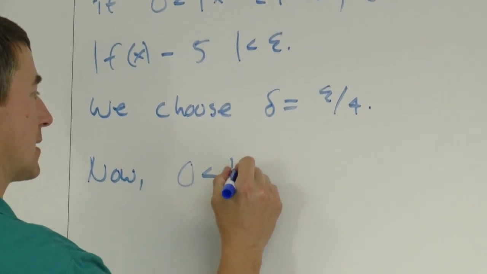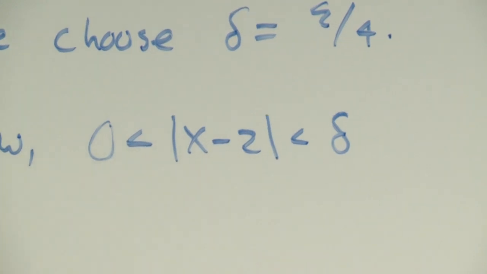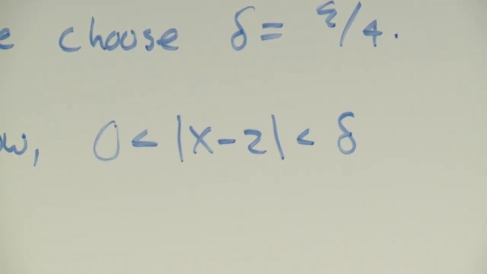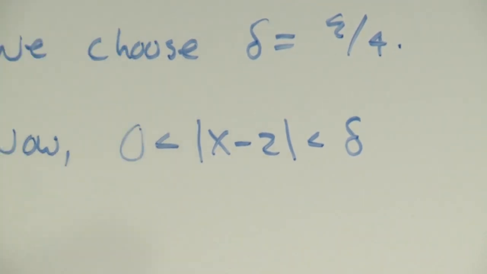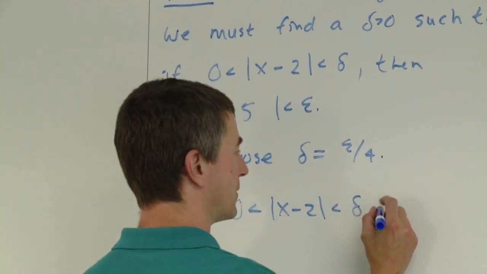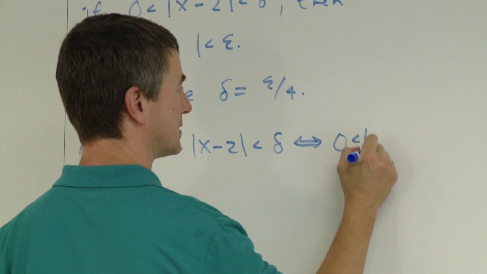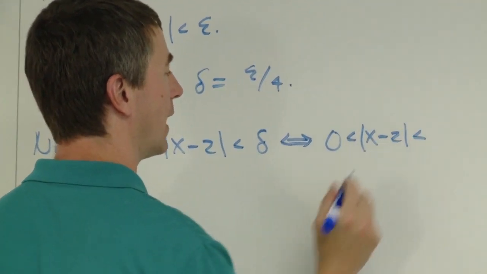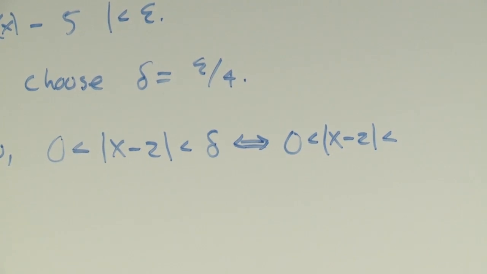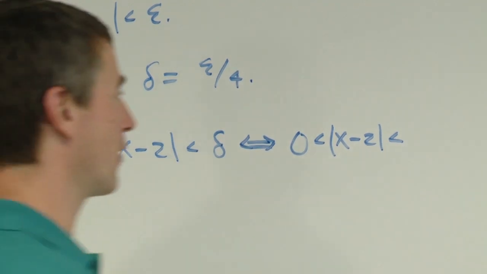0 is less than |x minus 2| is less than delta. And now we need to go legally through, with legal algebra and legal logic, until we get to |f(x) minus 5| is less than epsilon. Well, this statement is just the same as saying 0 less than |x minus 2| is less than what, given our choice of delta? Our choice of delta, I'm sorry. We chose delta to be epsilon over 4, right?